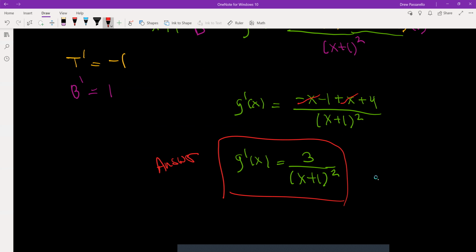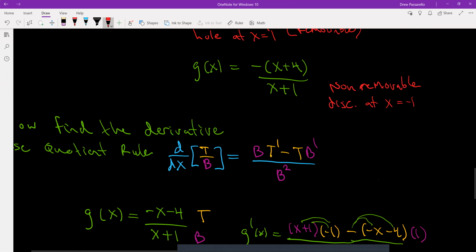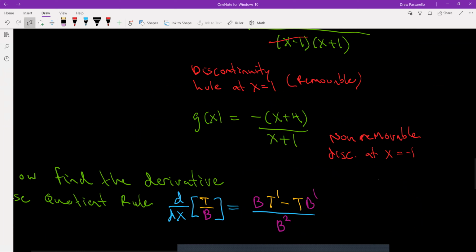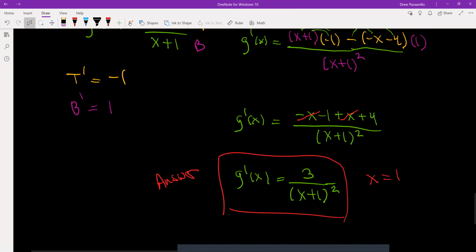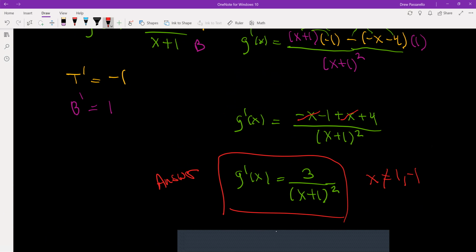Keep in mind that I can't have x be 1 from that hole in the graph that I canceled out. And then I also can't have x be negative 1 due to the discontinuity of the vertical asymptote. So x can't be 1 or negative 1. All right, so I think I'll stop it there and do the remaining examples in a separate video.